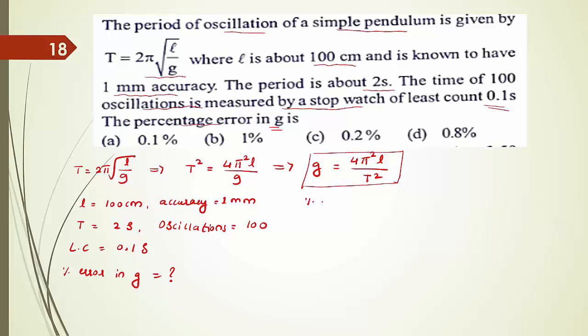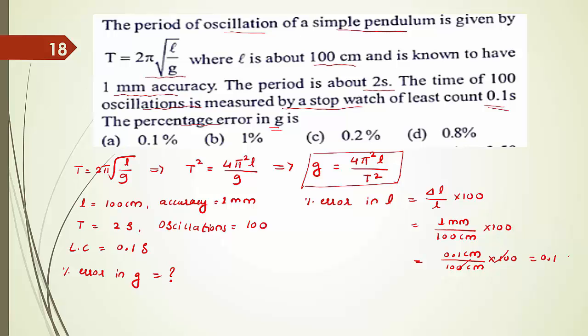See here, percentage error present in L is equal to, I am going to use the equation ΔL over L into 100. Delta L value is given as 1 millimeter, divided by the L value given as 100 centimeter, into 100. So 1 millimeter equals 0.1 centimeter, divided by 100 centimeter, into 100. So 100 will get cancelled, and we will get 0.1%. This is the percentage error in L.